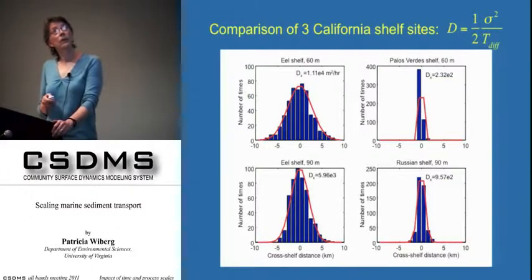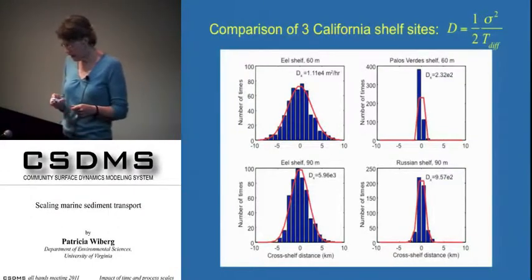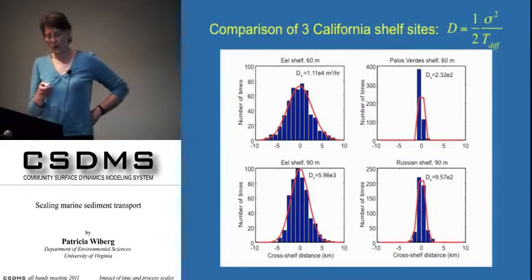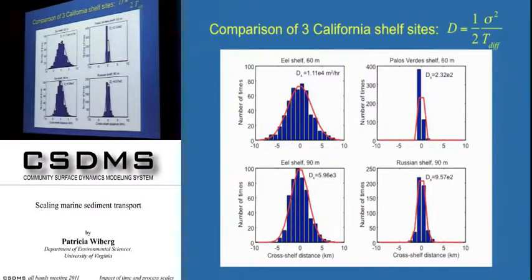So I did this for a few sites just to see what it can tell us about the difference between sites. So this is the Eel shelf in Northern California. It's a relatively energetic site on the California margin. This is at 60 meters, kind of mid shelf, and 90 meters on the outer part of the shelf. And then compared to a site in Southern California, the Palos Verdes shelf near Los Angeles, this is a fairly sheltered area. The wave environment's not nearly as energetic, and you can see much smaller.